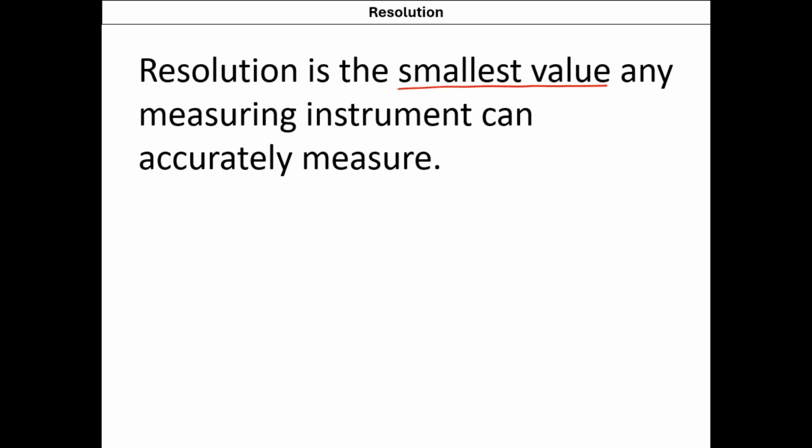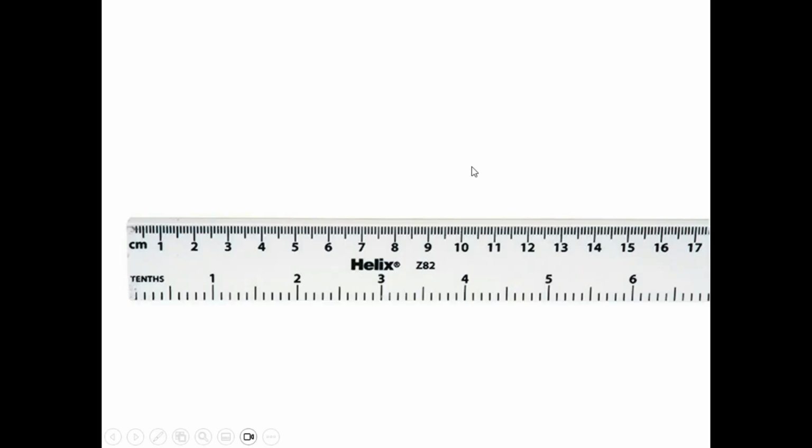So let's have a look. So there you go, ruler, that's a measuring instrument. The smallest difference it can accurately measure, well, if you look, I've got little notches. The smallest difference it can do is 1 millimeter. So its resolution is 1 millimeter. That is how accurate it is. Is it accurate to 1 millimeter? So its resolution is 1 millimeter.